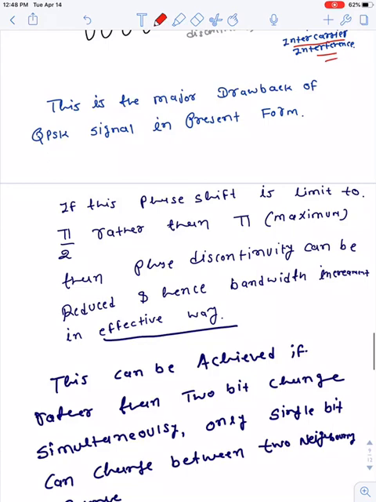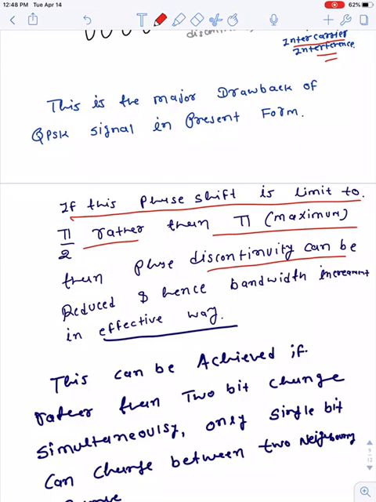So how can we do this effectively? That is known as the offset QPSK scheme. If this phase shift is limited to pi by 2 rather than a pi degree phase shift, then the phase discontinuity can be reduced. That is the conclusion we discussed earlier, and hence the bandwidth increment can be reduced. You can add one line here: the bandwidth increment can be reduced in an effective way.